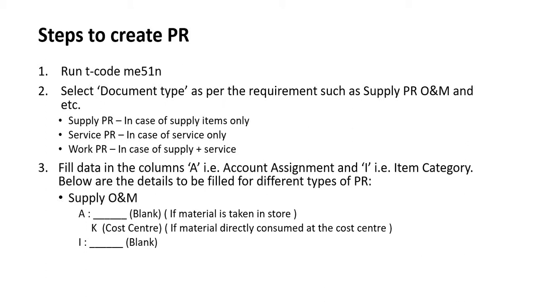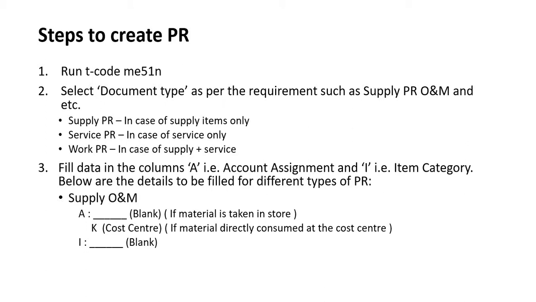Now there are two other columns, account assignment and item category, which are to be filled very cautiously. Here in the PPT, I have mentioned different combinations of account assignment and item category that will be used while creating a PR. First is the supply O&M. The column A, that is account assignment, will be blank if the material is taken into store. That is, the supply item which is procured, its quantity will be directly updated in the store.